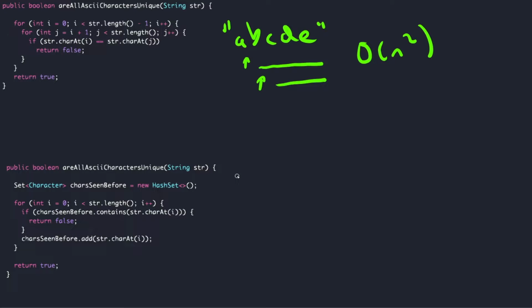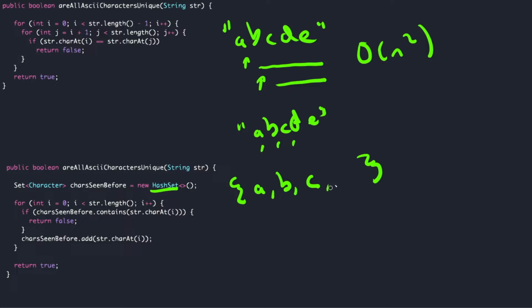Our linear time algorithm used a hash set to keep track of all the characters that it's seen before. So as we go through our string, we add characters to this hash set one at a time, and as we encounter a new character, we check the hash set to see if it's been seen before. If it has, we can return false. If it hasn't, we just add the character to the hash set and move on to the next character.